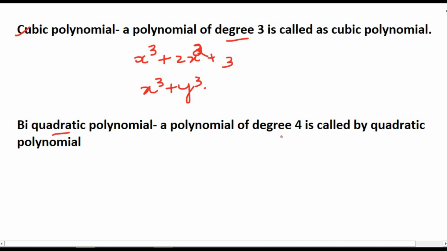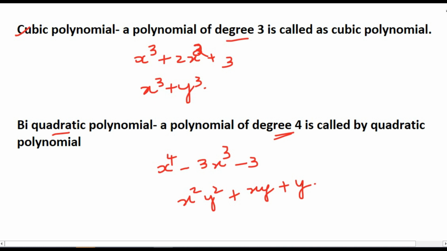Biquadratic polynomial means a polynomial of degree 4 is called a biquadratic polynomial. For example, x to the power of 4 minus 3x cube minus 3. This is an example for a polynomial of degree 4. Or also I can write x square y square plus xy plus y. This is also a biquadratic polynomial of degree 4, and this is in two variables x and y, and this is an example for biquadratic polynomial in one variable, that is x.